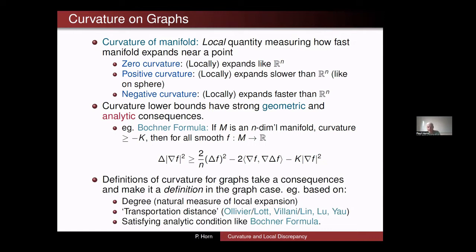Now, curvature is really taking a derivative or a second derivative in some sense. I'm looking at how things change as I go out. And it's hard to take that definition and apply it directly to a discrete space like a graph. So there have been a number of notions introduced recently to try and define a notion of curvature for a graph that is useful.